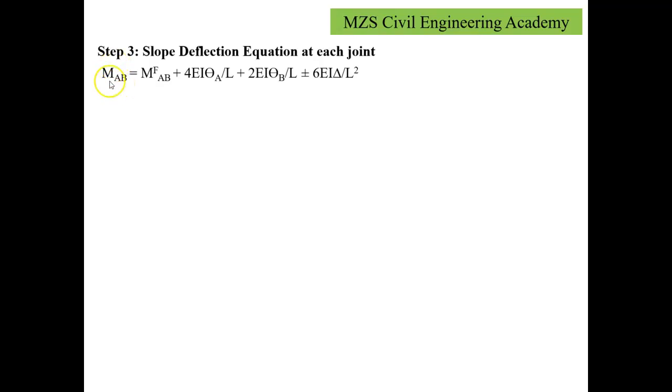Now, if I talk about the arrangement of the equation, if I say A to B, the first part I have written is about A. So the moment MF will be A to B.